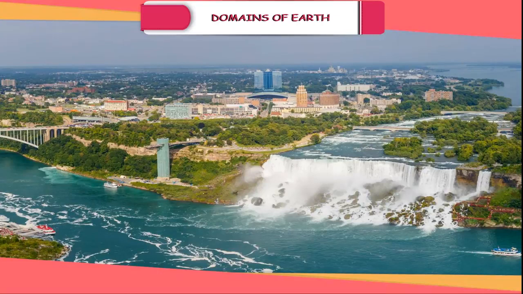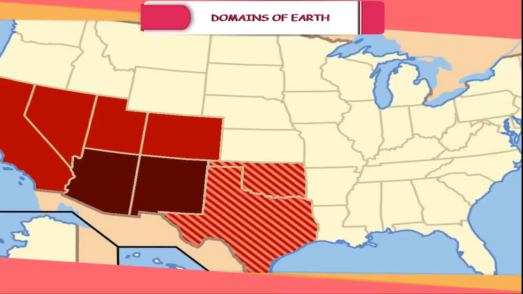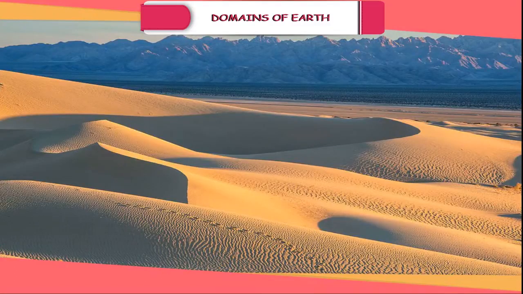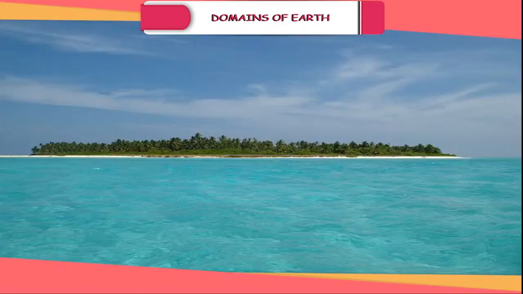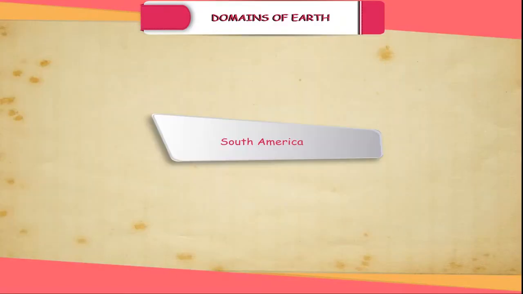The famous Niagara Falls between Canada and the United States lie in this continent. In the southwest of the United States, a large part of the continent is a desert. Through human efforts, much of this desert has been turned into lush green fields. The continent is bordered by 3 oceans, namely the Pacific, the Atlantic, and the Arctic.